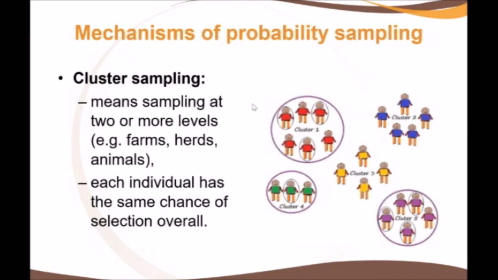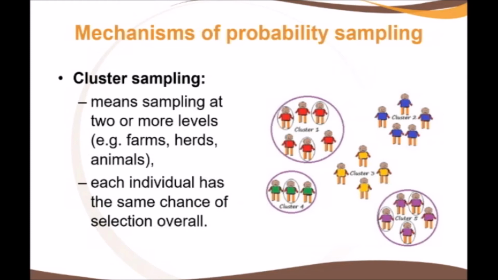So the other probability sampling method is what we call cluster sampling. Here it involves sampling at 2 or more levels. For example, farms or herds. Say, for example, you have herds in the village.